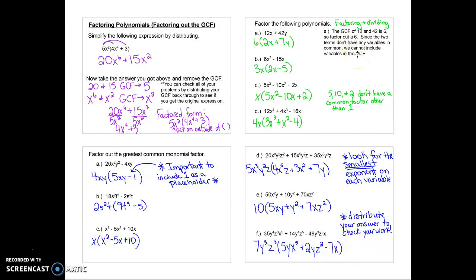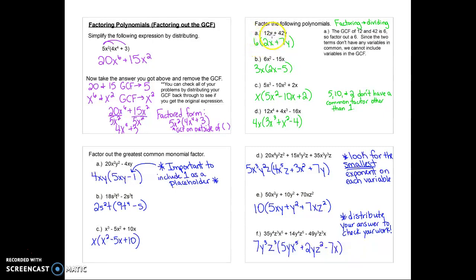All right, a couple other examples. So I have, in this case, 12x plus 42y. So I'm trying to factor it out. All I have is a binomial here, so I'm trying to figure out what the GCF is between them. I have a 12x and a 42y. Now, between 12 and 42, the largest number that I can divide evenly into 12 and into 42 is 6. So my GCF is 6.